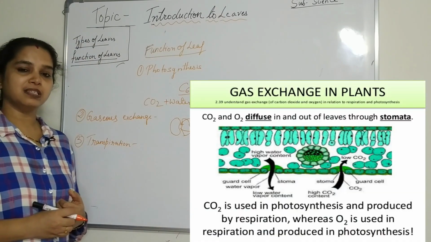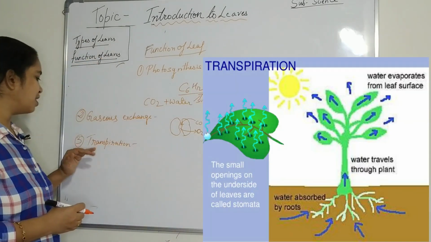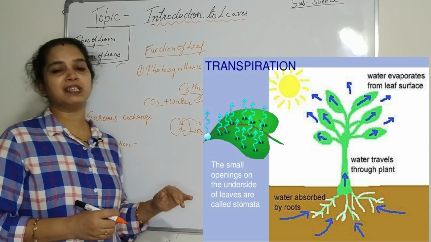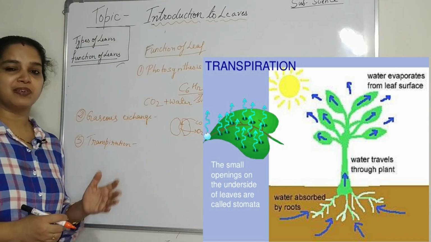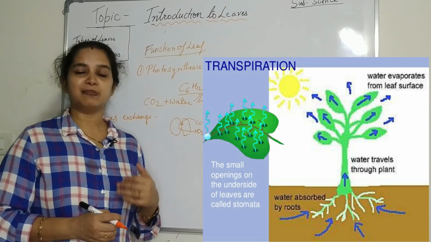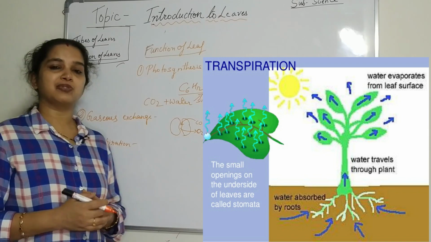And the stomata are present on the lower surface of the leaf, and they also help in transpiration. What is transpiration? Transpiration is the loss of excess water from the surface of the leaf, from the aerial parts of the plant, and it generally occurs in the leaf through the stomata.